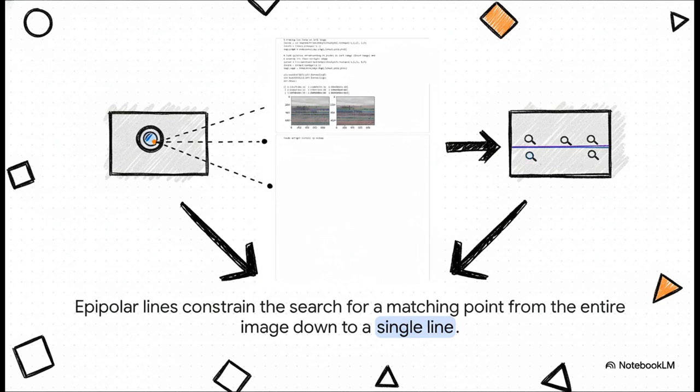It draws these things called epipolar lines. So instead of having to search the entire second image for a matching pixel, the fundamental matrix tells the computer, hey, don't waste your time. The point you're looking for is somewhere on this exact line. It makes the whole search process insanely faster and more accurate.